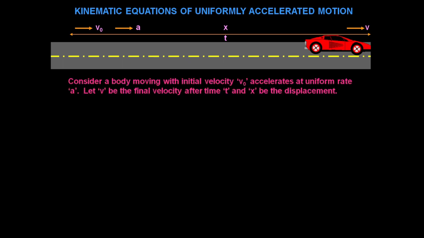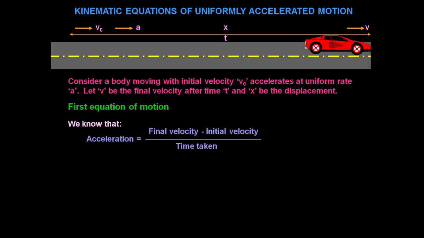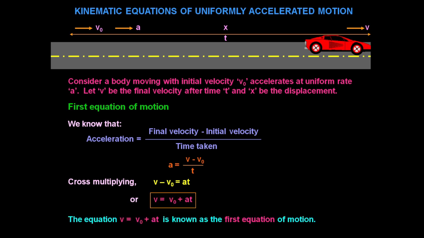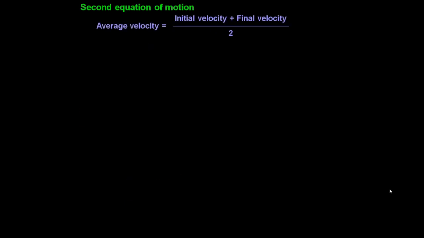Rate of change of velocity is our acceleration. From the first equation of motion, we know that acceleration is the rate of change of velocity: final velocity v minus initial velocity v naught, divided by t. Cross multiplying with t, we get v equal to v naught plus at, which is the first equation of motion. Now let us go to the second equation of motion.